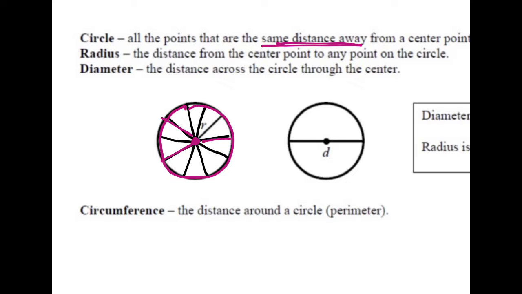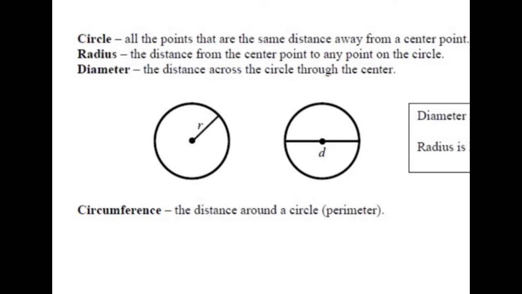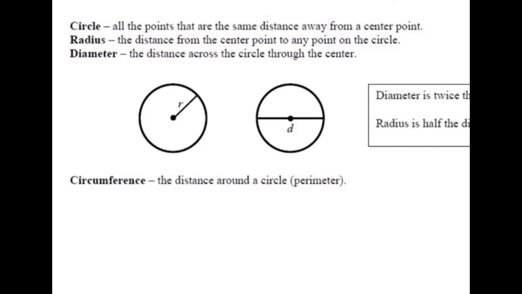Okay, so let's clean this up a little bit. The circle is all points that are the same distance away from a center point. When you get into geometry, the circle is labeled by its center. So this would be the center, and that would be A, so that would be circle A. Capital letters usually denote that. Small letters are usually distances, so that's what the r here represents.